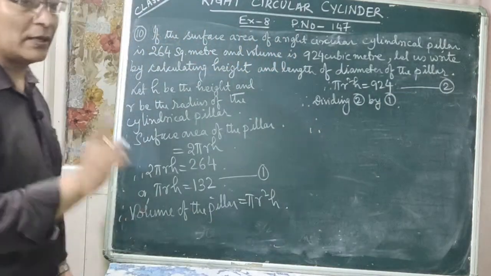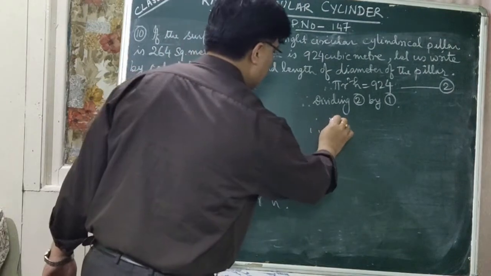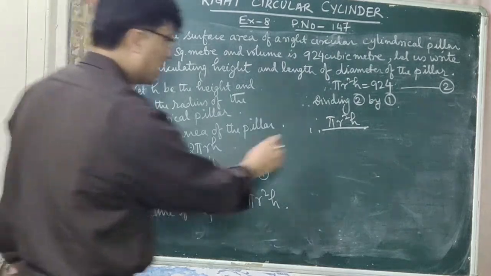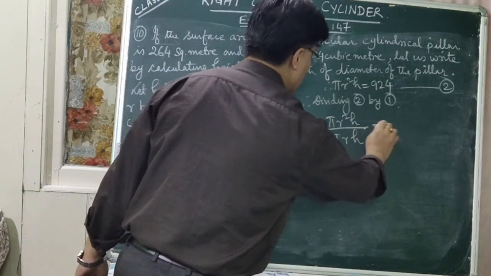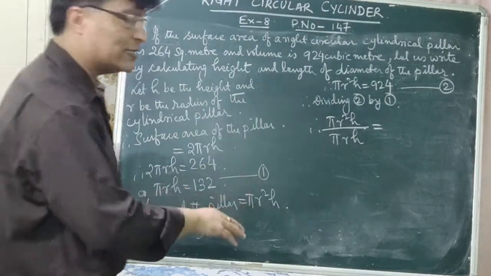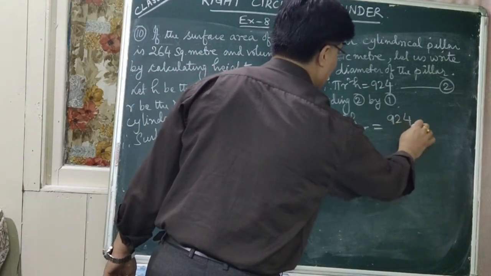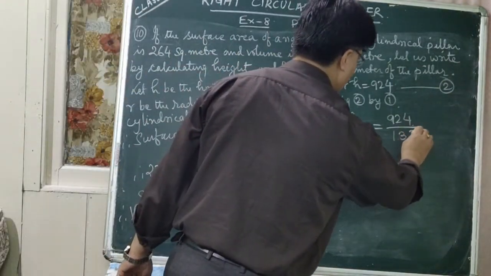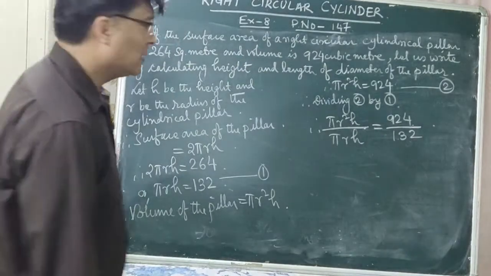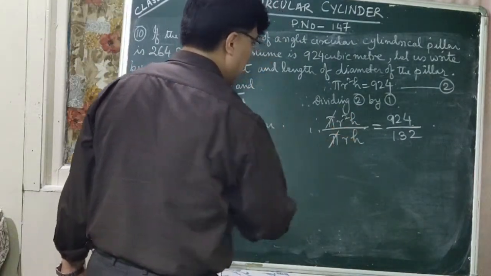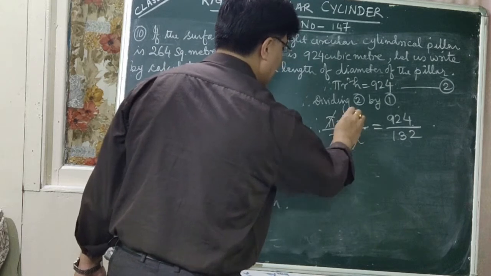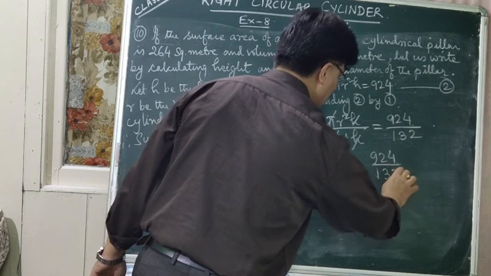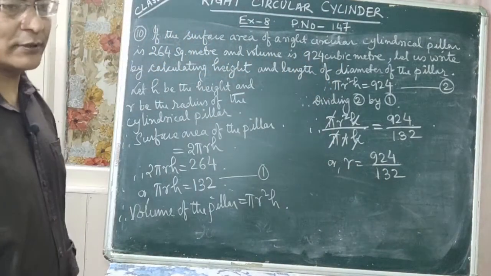So what do we get? Now write down left hand side of number 2 in the numerator, pi r square h, divided by, write down left hand side of number 1 in the denominator, that is pi r h, which is equal to, on the right hand side, right hand side of number 2 in the numerator, and in the denominator right hand side of number 1, that is your 132. Okay, so you can cancel here, pi gets cancelled, h gets cancelled, r square becomes r. So r is equal to 924 divided by 132. I think you have understood it.